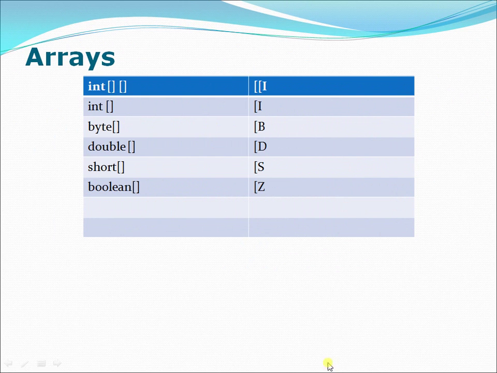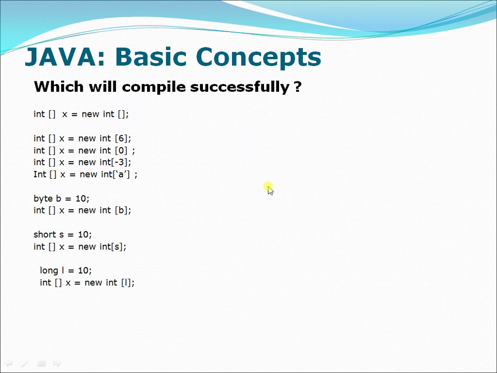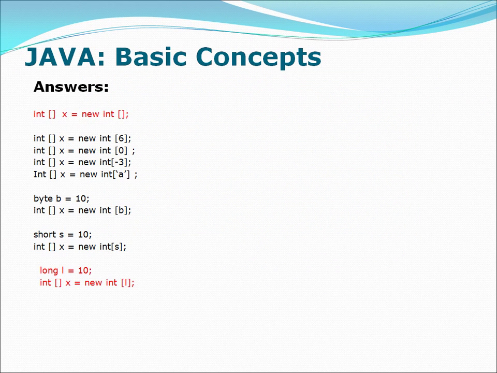So all will have the same name as your variable name. The only exception is boolean, which will have Z. All the others are the same. We'll do this, then we'll finish it. Tell me which one will compile. First one will compile.